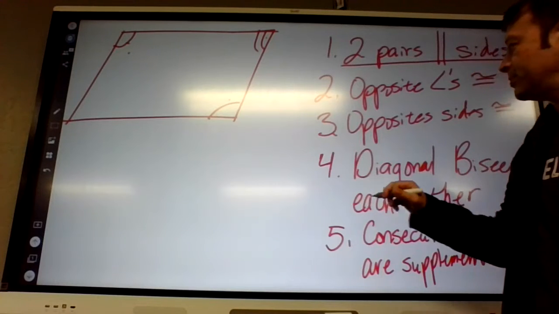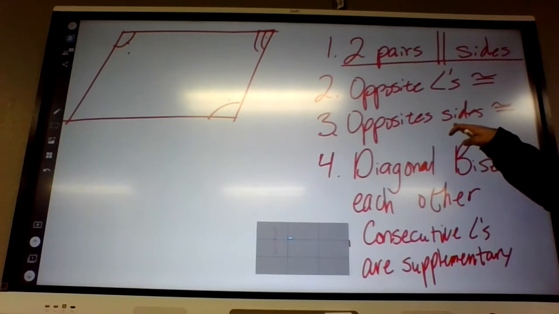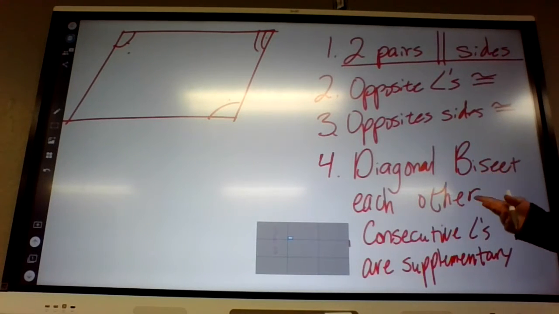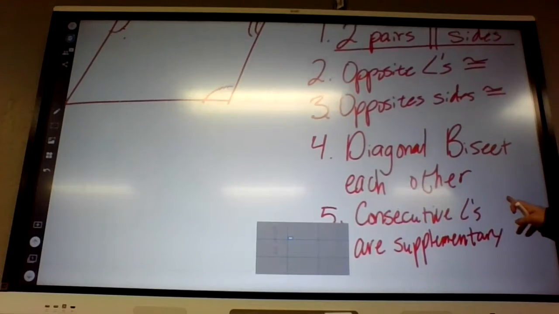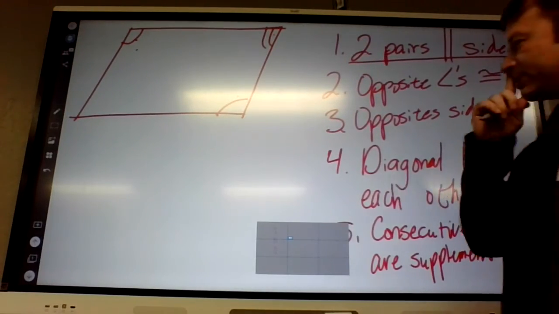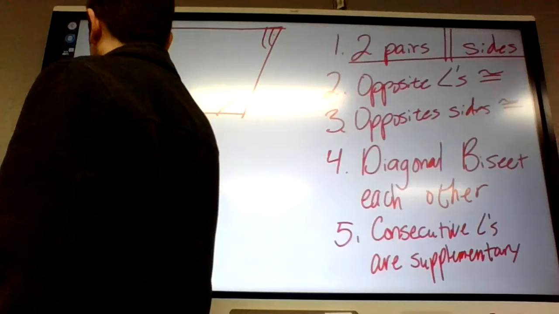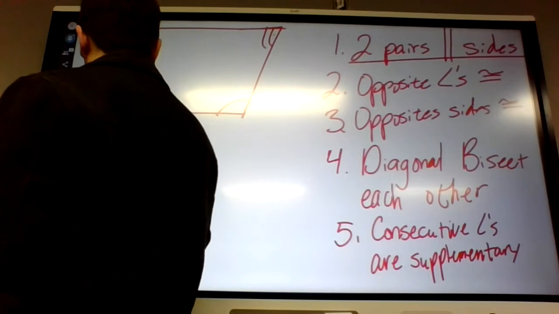So if we can show, for example, that the opposite sides are the same, it has to be a parallelogram. Or if we can show that the diagonals bisect, it has to be a parallelogram. There's like 3 other kind of weird ones that also work, though, so I'll add them over here. How else can we show that this is a parallelogram?